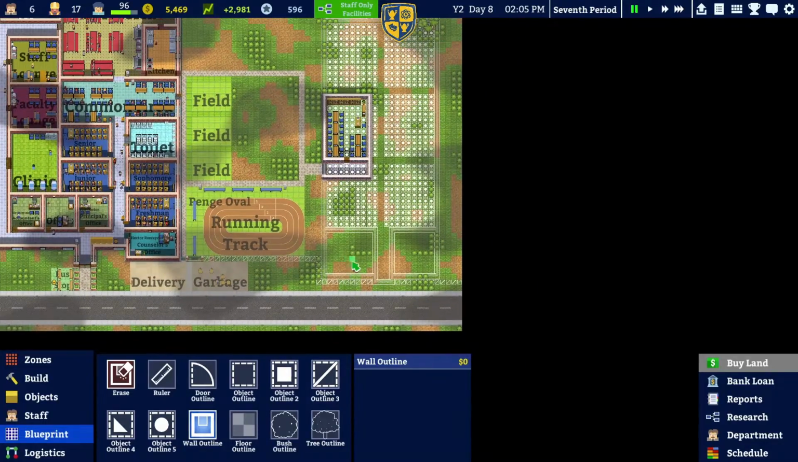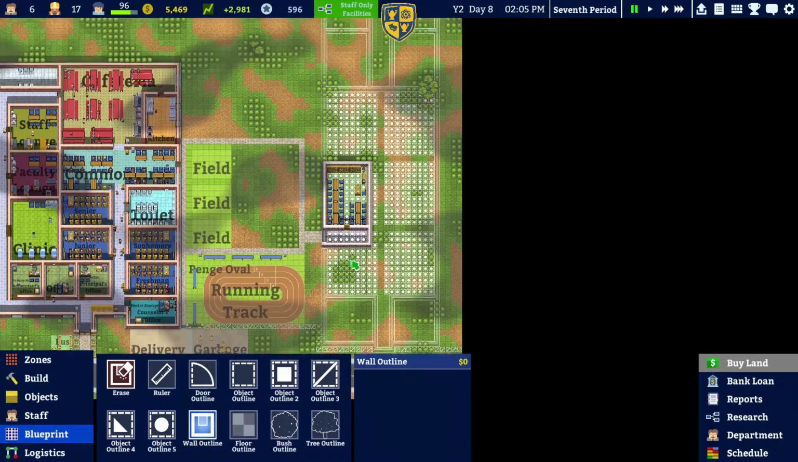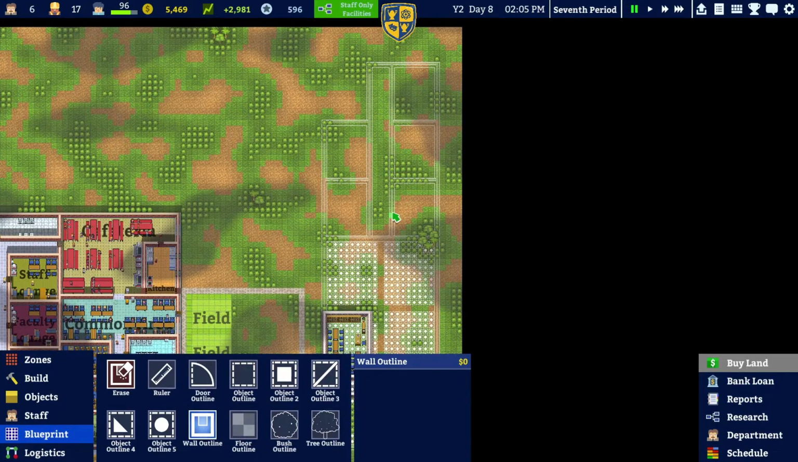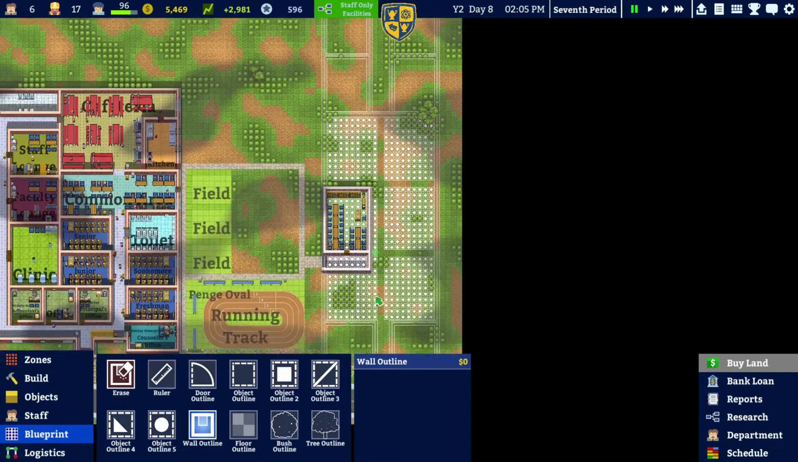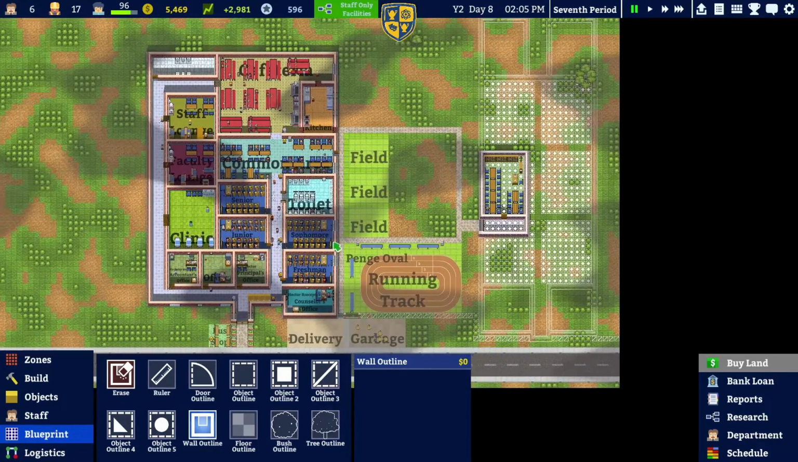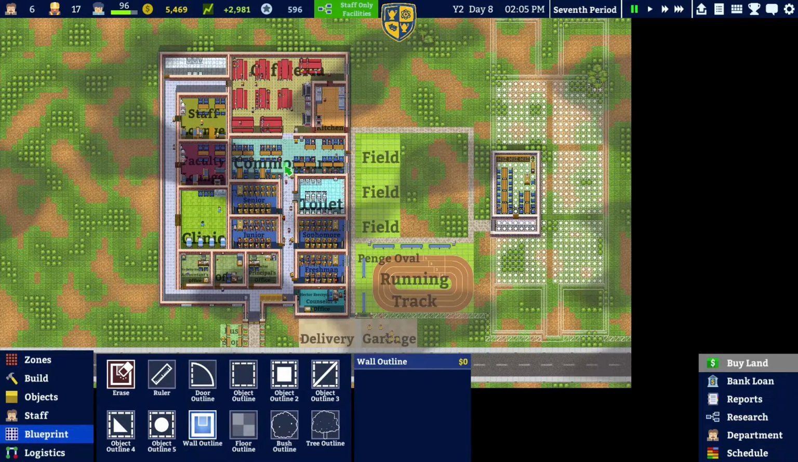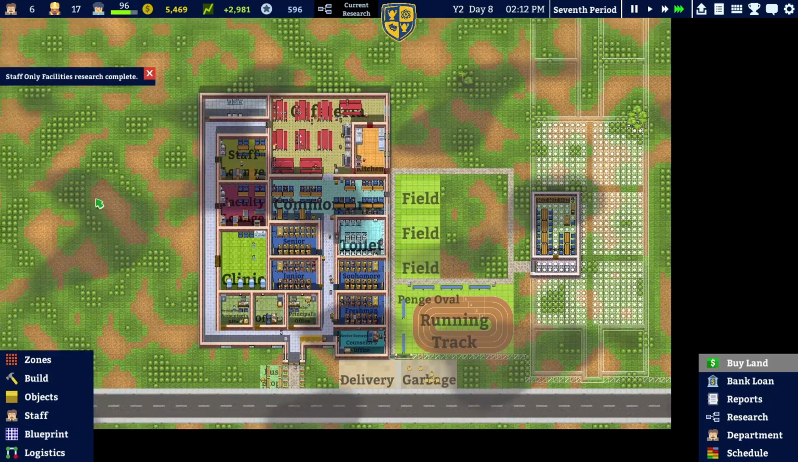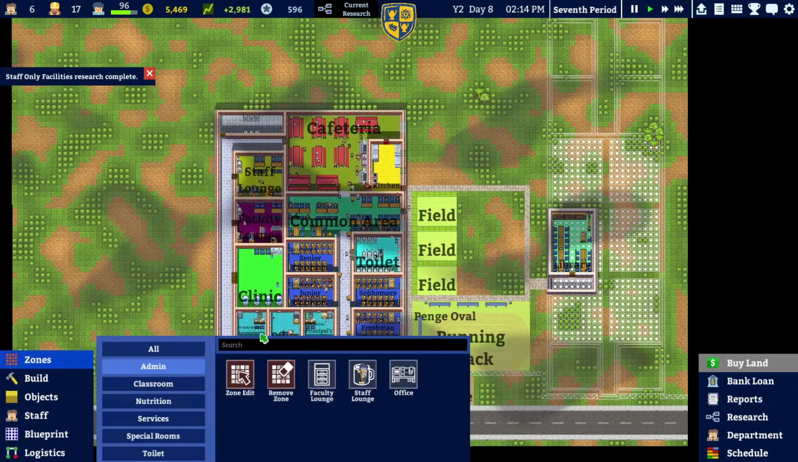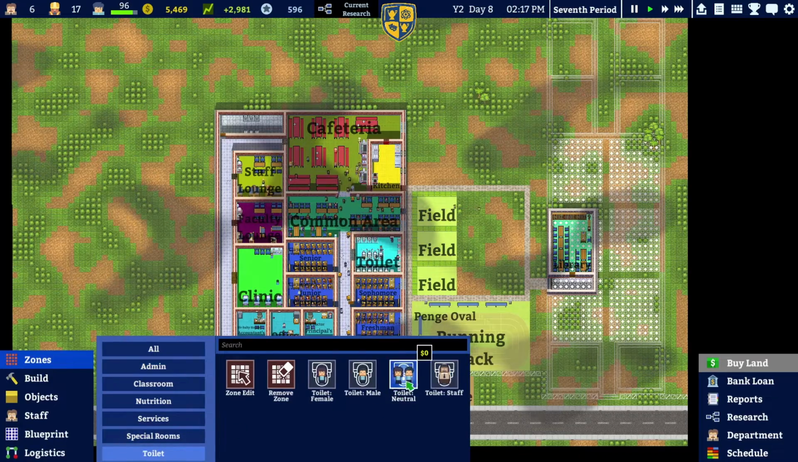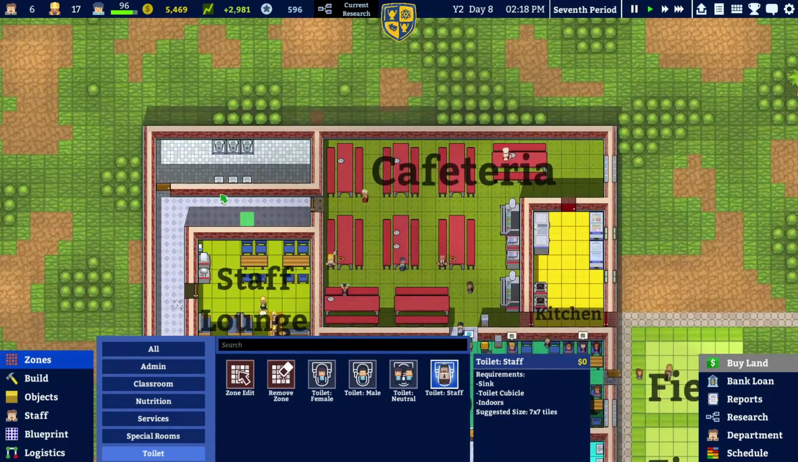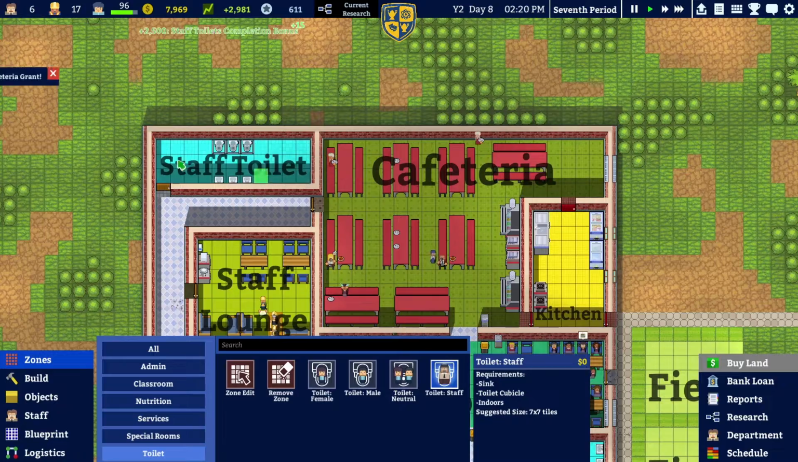I like that idea. Or do we have that as a common area? Toilet and a common area, and then up here, toilet and a common area. Maybe we do that instead. More common areas, more places for the kids to relax and have fun, which is one of the things they're going to want to do. Maybe we do that. Staff only facilities is done. Let's go to toilet and say it's a staff toilet just here, and boom.